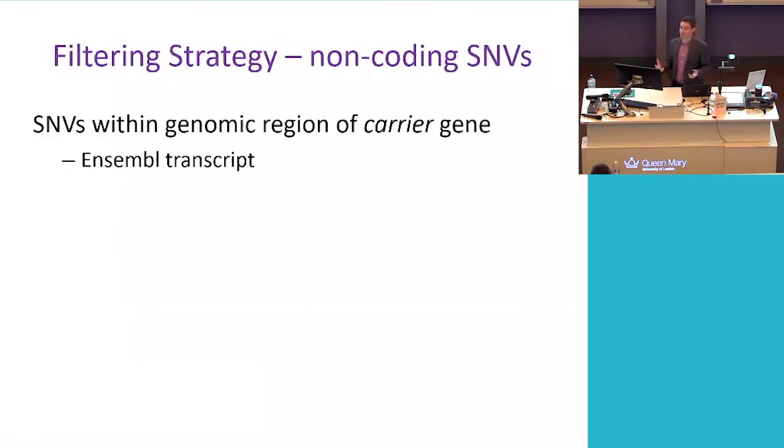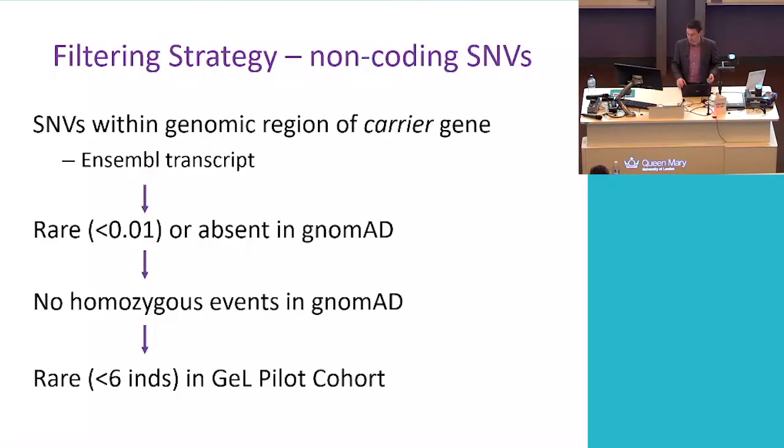So then we ask the question, well, are there any single nucleotide variants within the genomic regions of these genes? Once they've been identified, we compare it to population databases. So firstly to gnomAD, to understand whether there's rare variants, and to eliminate variants where there's homozygous instances present, and then within our own cohort to eliminate false positives to the GEL pilot.